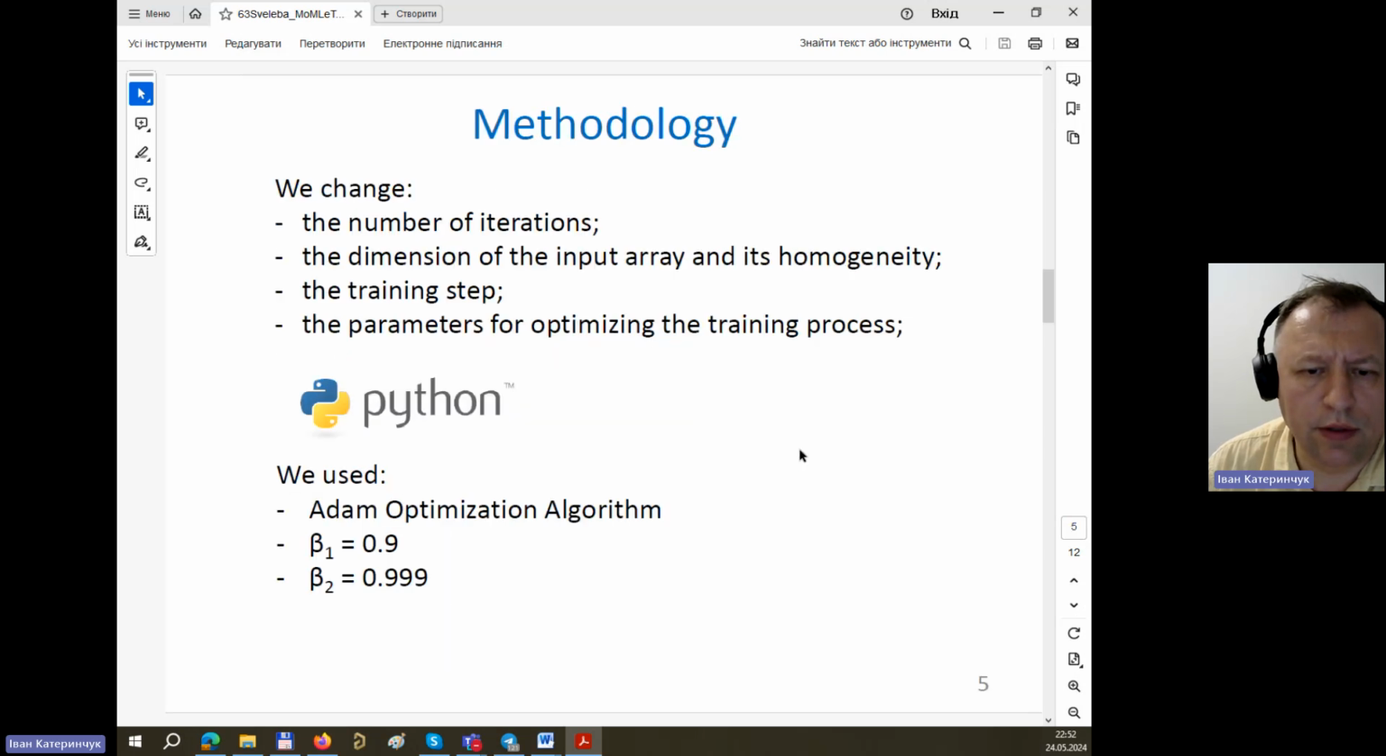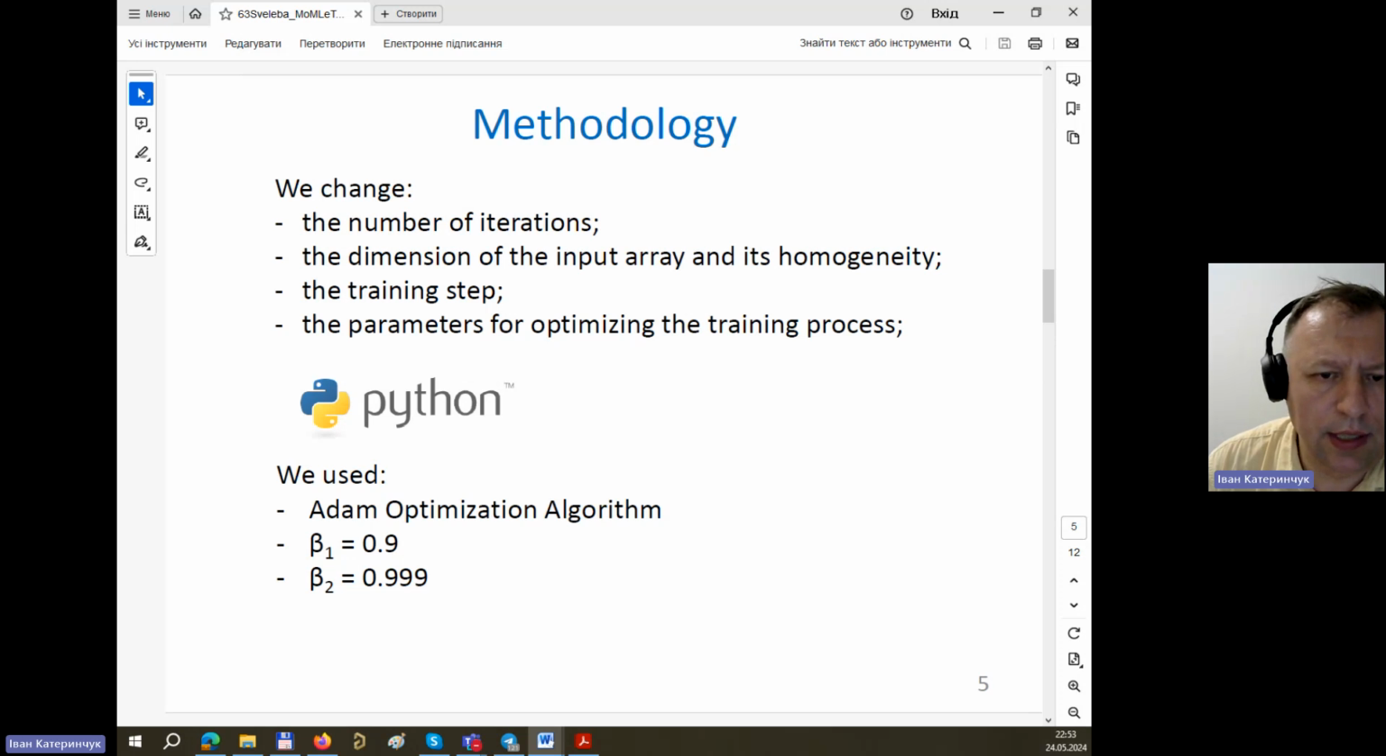The dynamic of the fractal structure was investigated depending on the training parameters of the neural network, in particular on the number of iterations, the dimension of the input array and its homogeneity, the training step and the parameters for optimization of the training process. The number of neurons in the input and hidden layers corresponds to the size of the input array. The program was written in Python and performed the recognition of printed digits.